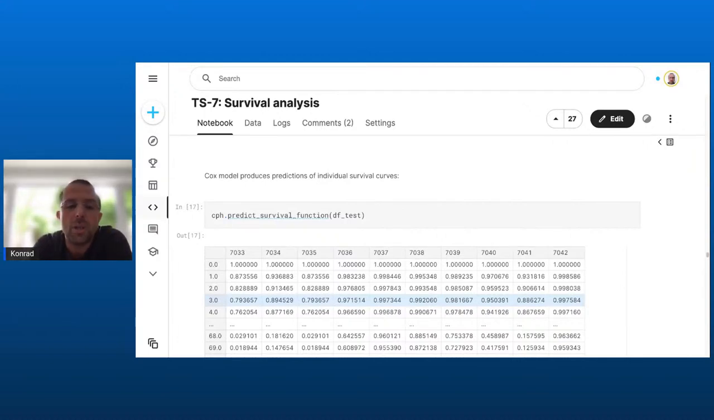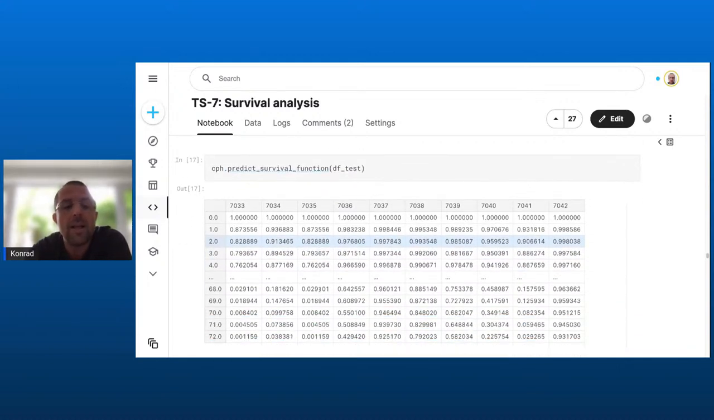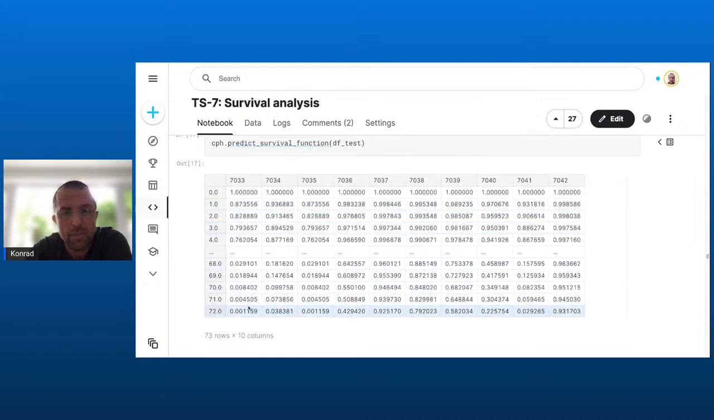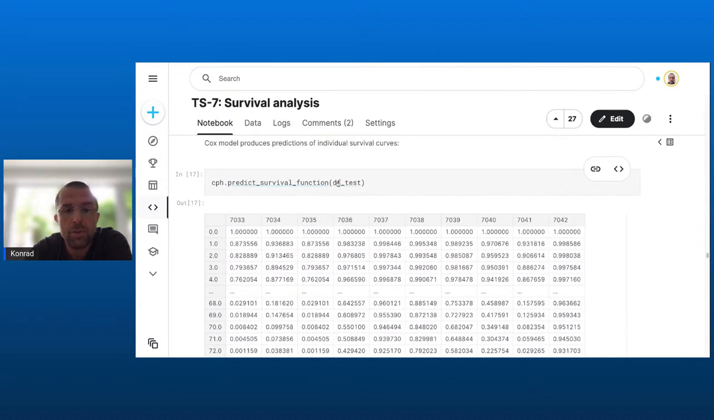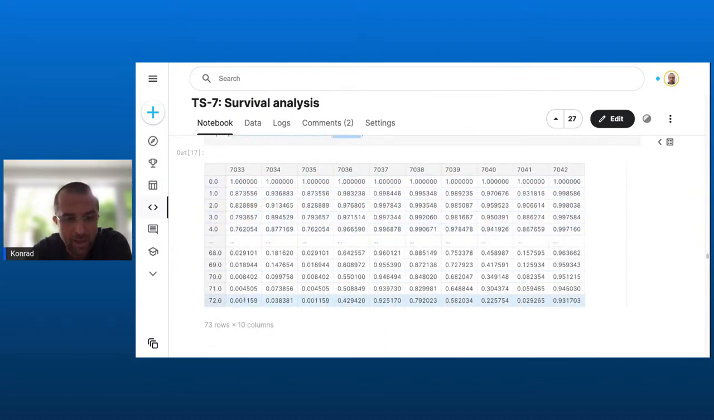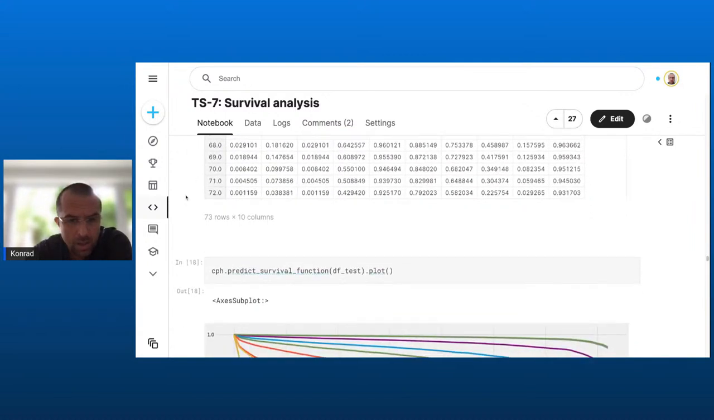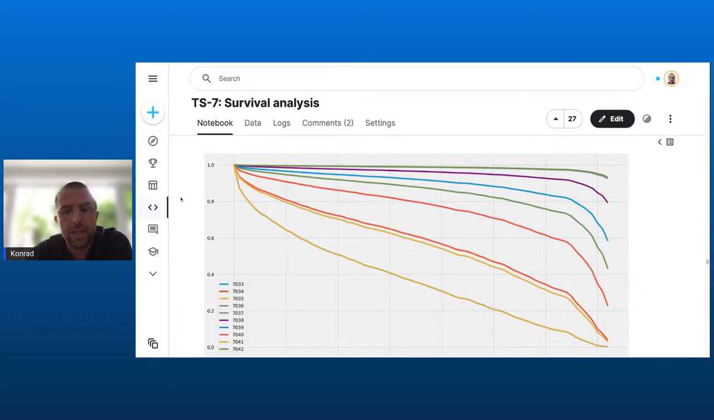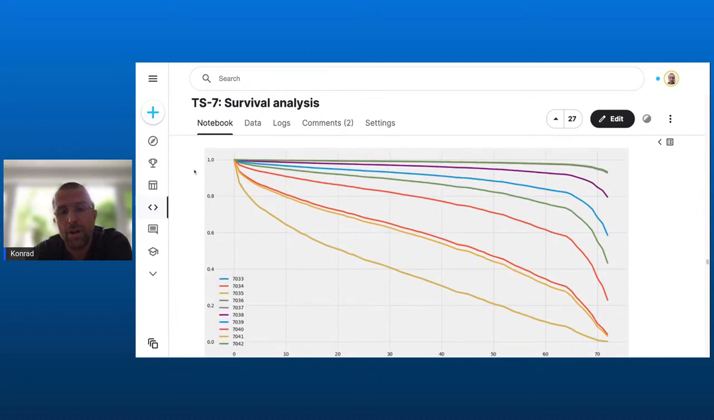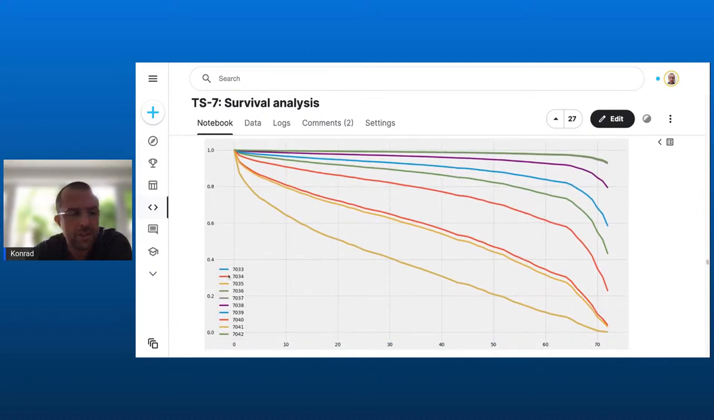We don't just predict point-wise, a point value. We can predict the entire survival curve for a given patient, or customer in this instance. And how do we do it? Quite simply. Predict survival function, and voila, over the maximum available horizon going forward, we get the entire survival curve. And this is the kind of thing we would get. And then you can, of course, compare your patients.